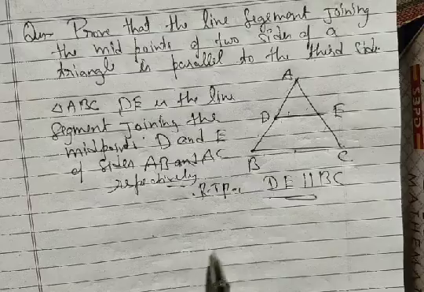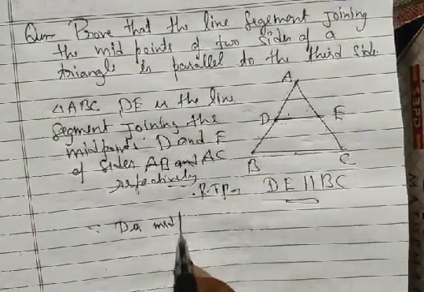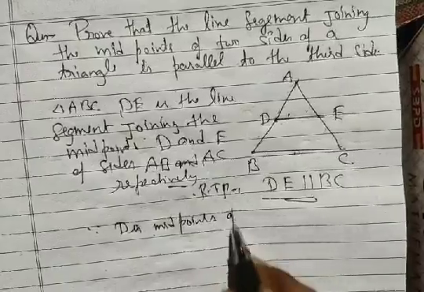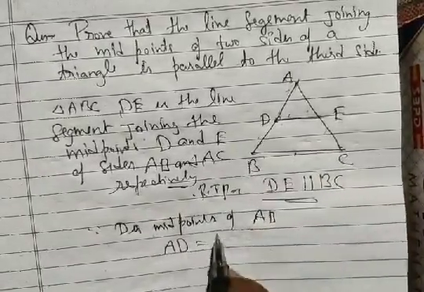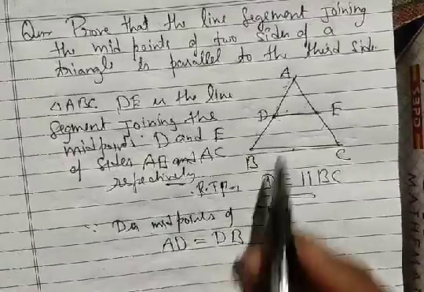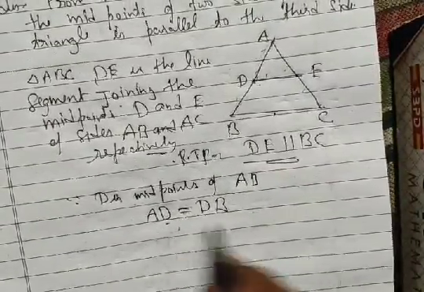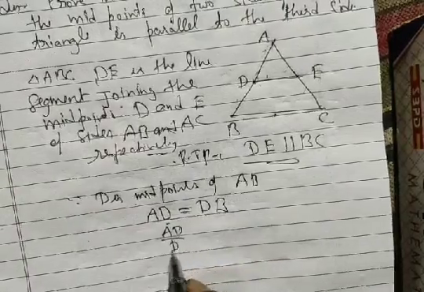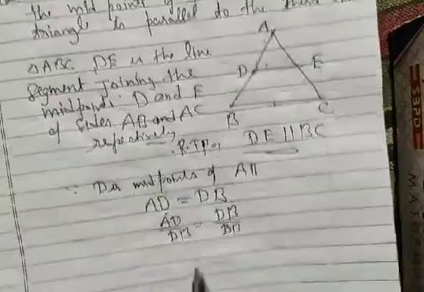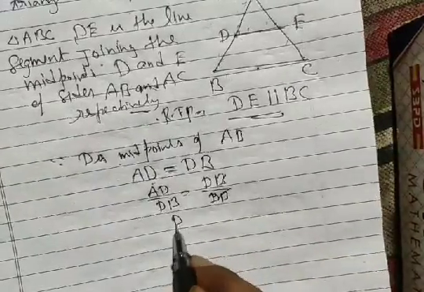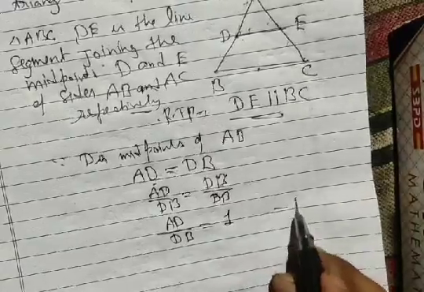We start with this: since D is the midpoint of AB, then we have AD equal to DB. If AD is equal to DB, we divide both sides by DB. AD by DB, DB by DB, and we get AD by DB equal to 1. Take this as equation 1.